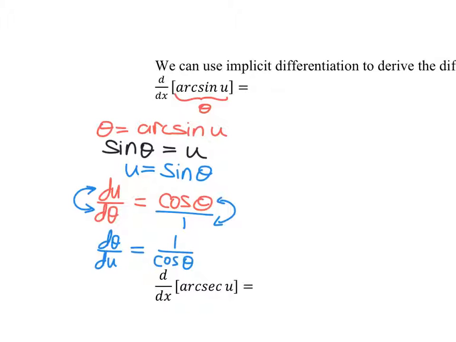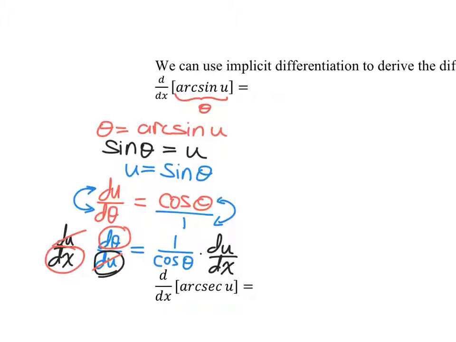All right, so we have d theta/du, we need d theta/dx. I can do that. I need this to go away, so I'll multiply both sides by du. But I need to introduce a dx, so I'll divide both sides by dx. This way the du's cancel on the left-hand side, and now I have d theta over dx, d theta/dx. So we're good on the left.